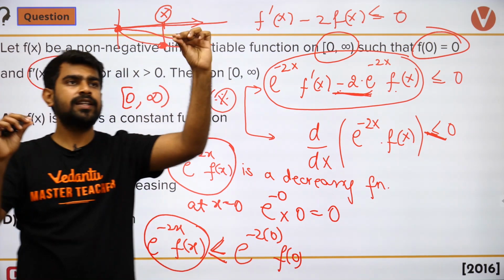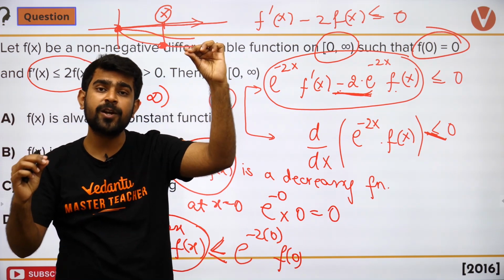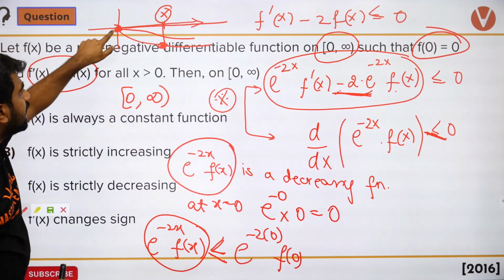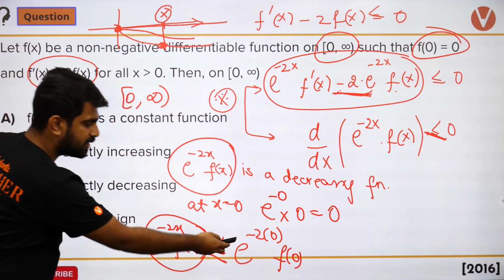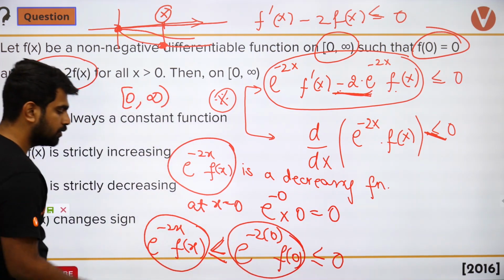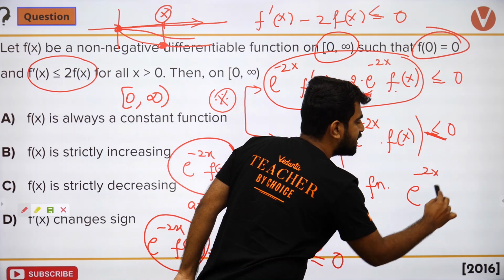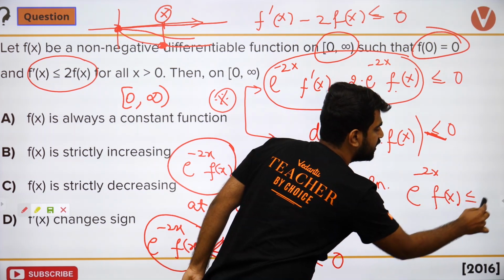Are you getting it? So it has to be like this. If the graph comes like this, starting point will be maximum, ending point will be minimum. Same logic. Starting point is maximum. So what is this? F of 0 is 0, isn't it? This is 0. So I get, let me write it down over here, e to the power minus 2x f of x is less than or equal to 0.